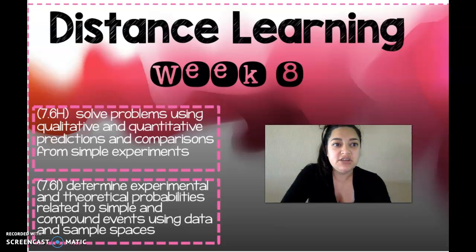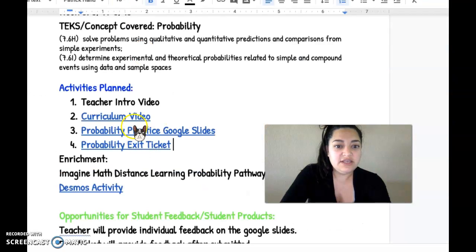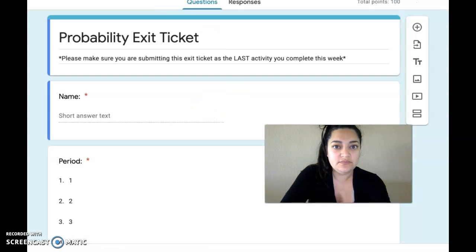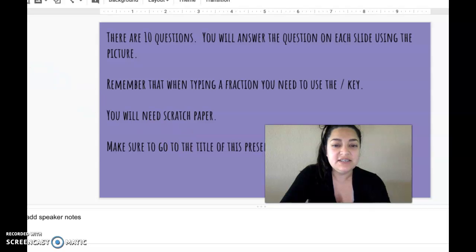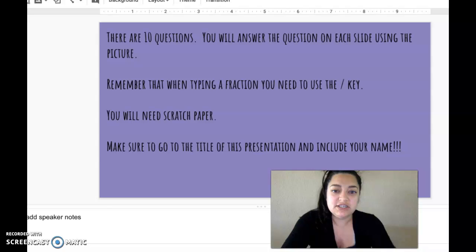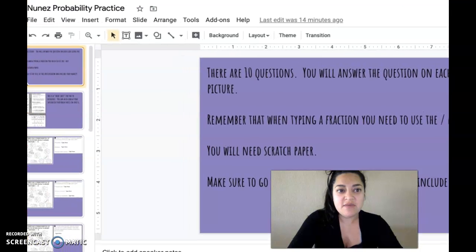So I'm going to go ahead and show you the assignment that you have for this week. We start with a Google Slide activity. Looks like this. There's 10 questions. Let me go ahead and move my camera. Okay, 10 questions. When you're doing a fraction, you're going to use the slash key. You do need scratch paper. I want you to add your name right up here when you turn it in.